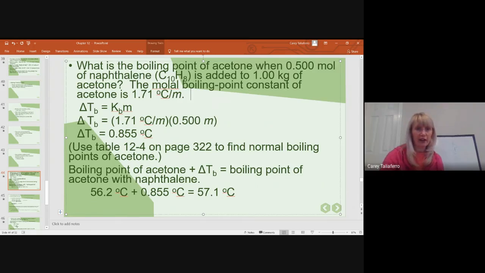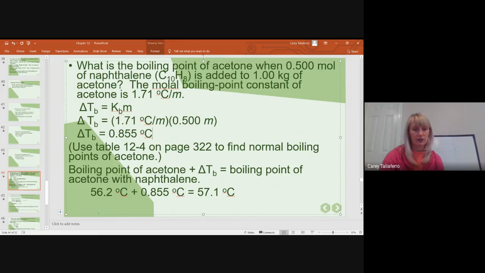And you get 0.855 degrees Celsius. But notice that's a change in boiling point. That is not the boiling point, but I'm asking you for the boiling point. So what you do is you take this change and you look up in that table on page 322 the boiling point of acetone, which is normally 56.2 degrees Celsius.